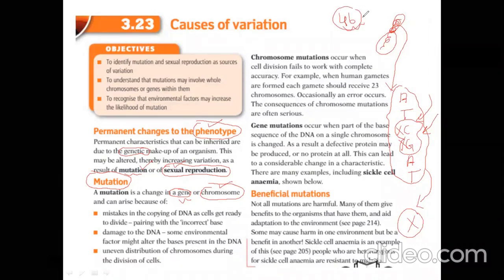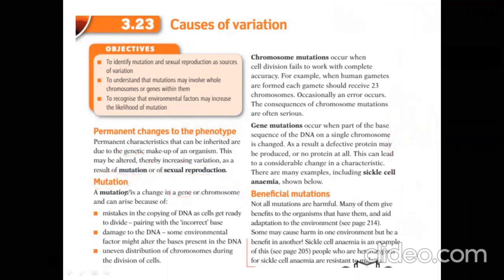But due to some reason, an individual has 47 chromosomes. A newborn baby receives 47 chromosomes from his or her parents. So it means he or she got an extra chromosome from the parents. This is also a mutation, and this is chromosomal mutation: a change in the number of chromosomes. Or, for example, a person can also get 45 chromosomes. This is also an abnormality. So this change happened because of what? Because of chromosomal mutation, right?